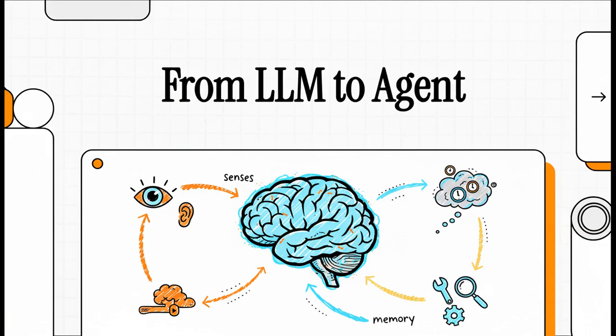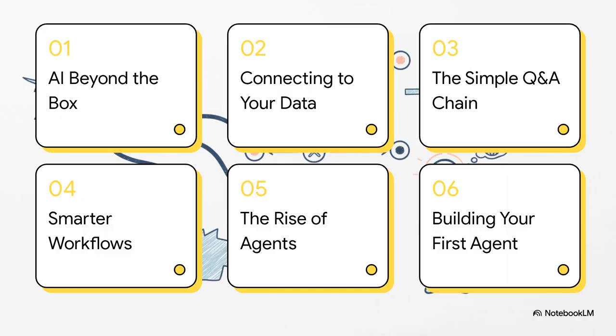Let's dive in. Here's our game plan. First, we're going to break the AI out of its box and hook it up to some data. Then we'll build a basic question and answer chain, see exactly where it falls short, and then give it a major upgrade with a much smarter workflow using something called LangGraph. And finally, we'll put all those pieces together to build our very first fully functional AI agent.